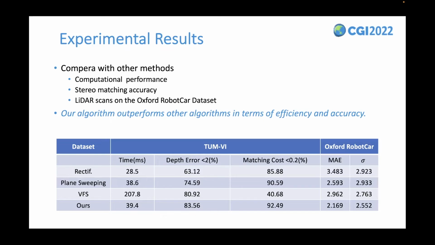We also perform quantitative comparison in terms of computational performance and matching accuracy. In the TUM-VI dataset, we evaluate the depth error and matching cost for those methods, and compare the resulting depth maps with LiDAR scans in the Oxford RobotCar dataset. As shown in this table, our algorithm outperforms other algorithms in terms of efficiency and accuracy.